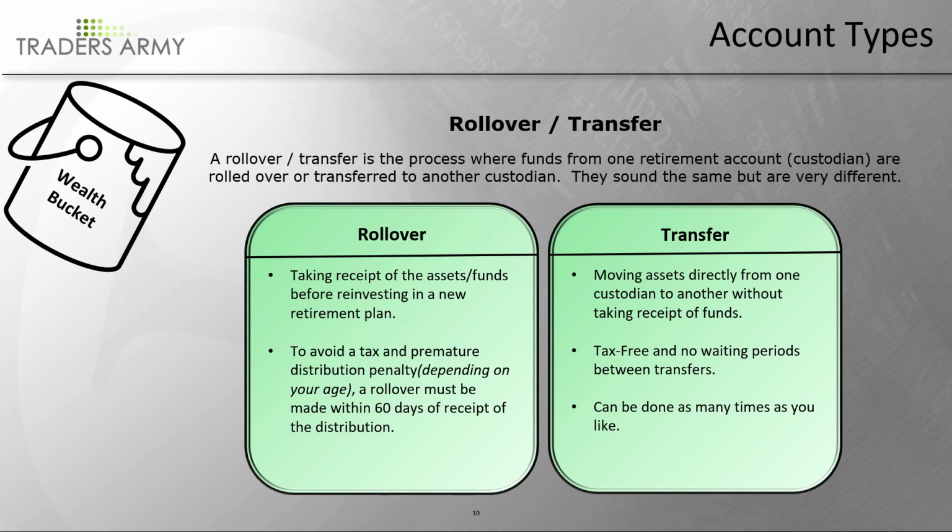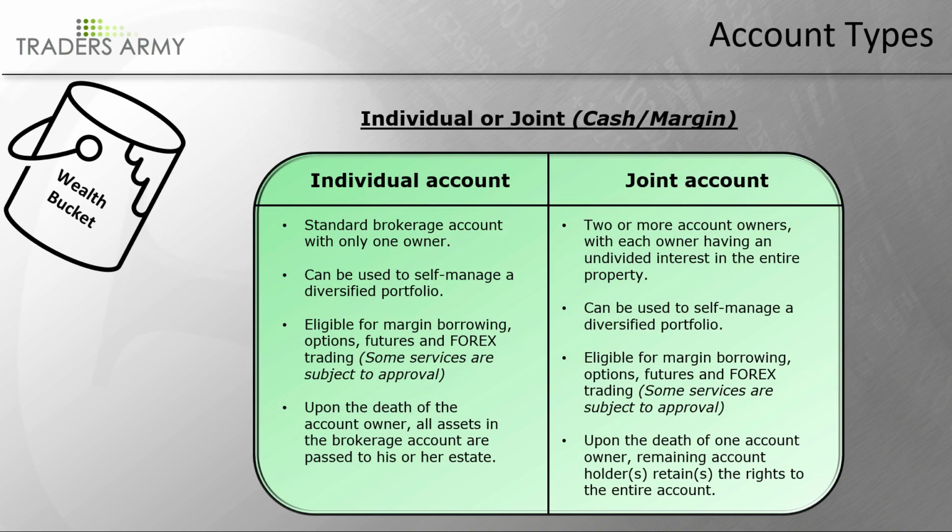Well, what about my different account types? There are two types of accounts with who owns it. Right? There's an individual account or a joint account. Now, in an individual account, it's a standard brokerage account. There's only one owner. That owner can self-manage and control that diversified portfolio. These are typically eligible for margin on borrowing, options, futures, forex trading, all of those, but they will require the approval of that broker. Now, the interesting thing about an individual account is that upon the death of the account owner, all assets in the brokerage account are passed to the estate of the account owner, right? So they're passed to the estate of the account owner.